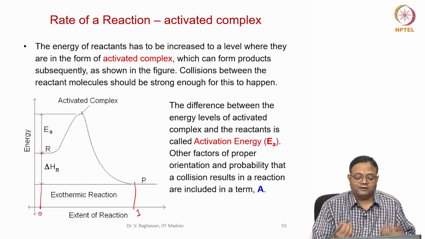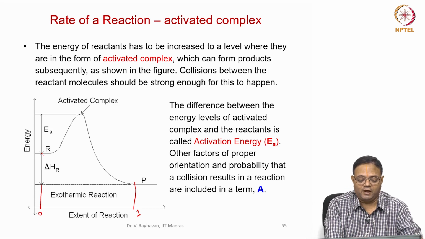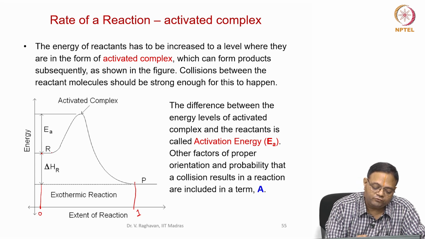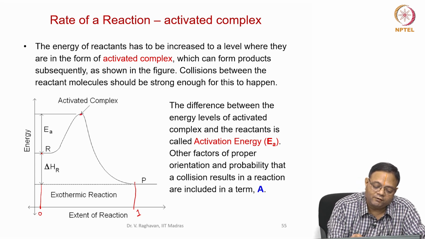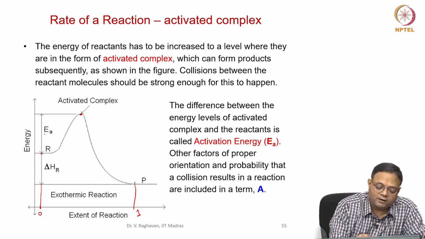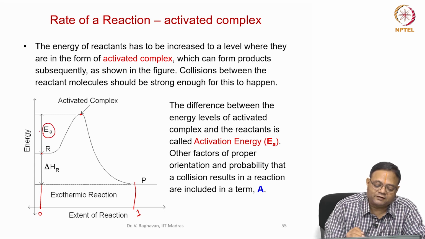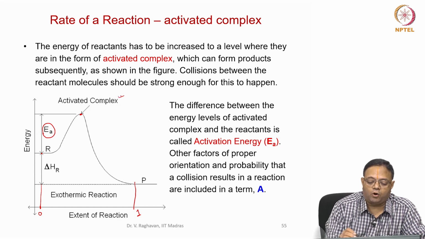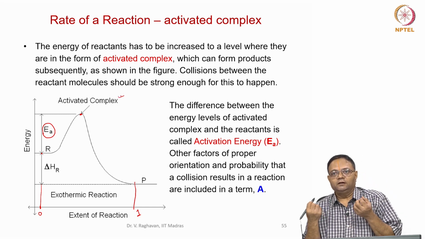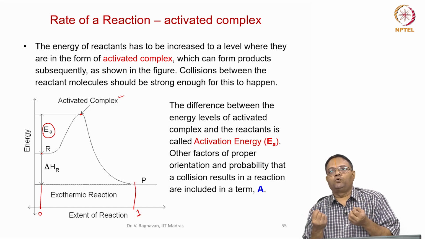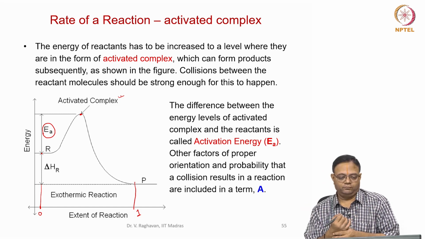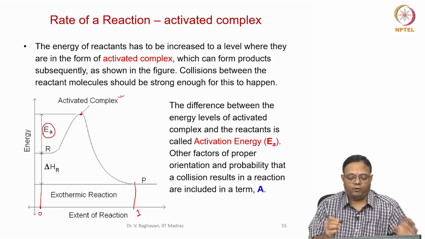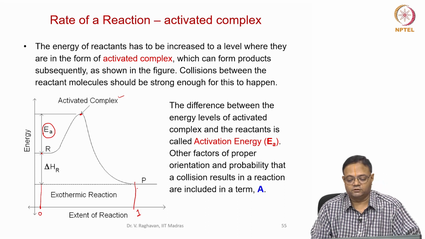Now the reaction cannot take place straight away from the reactant energy level to the product energy level. The reactants have to be taken to a higher energy level by supplying something called activation energy. Then it goes to an activated complex level. That means the collision between CO and OH will now be strong enough. They will be activated, collide, and form the products. They disintegrate to the products.